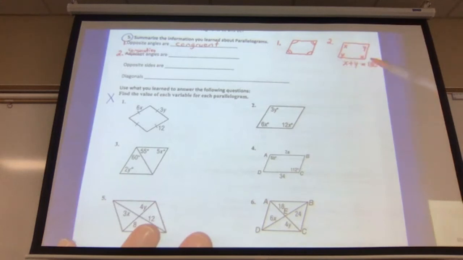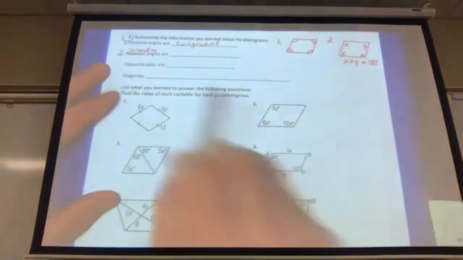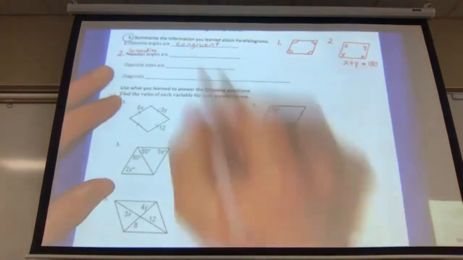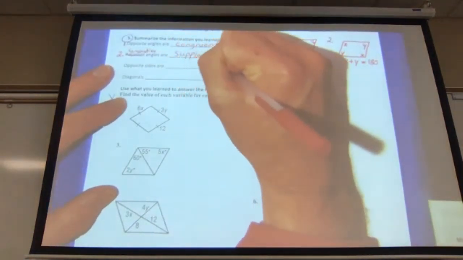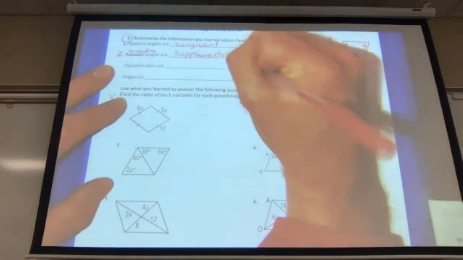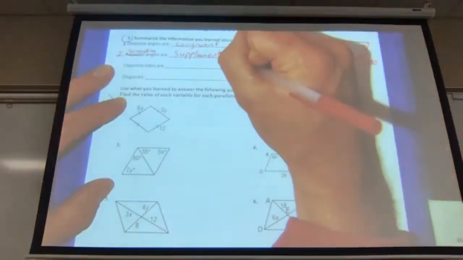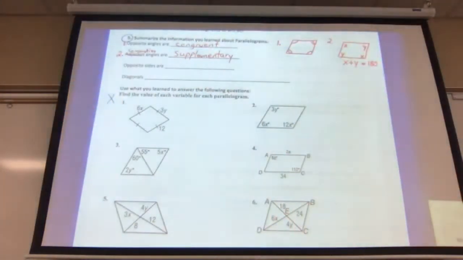We said if lines are parallel, then your consecutive interior angles are going to add up to 180. And if you remember, on a parallelogram, your opposite sides are always parallel to each other. So X and Y will add up to 180. So we have a word for that. When they add up to 180 in geometry, we call that supplementary. So if your wording wasn't quite correct, cross it off and put in supplementary. Your consecutive angles will always be supplementary on any parallelogram.